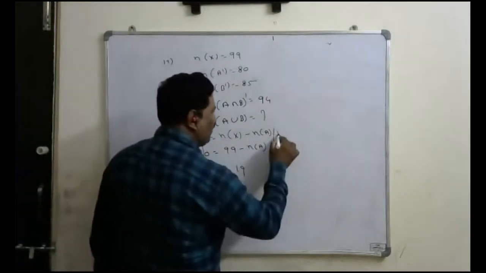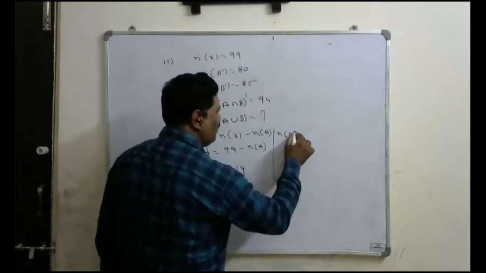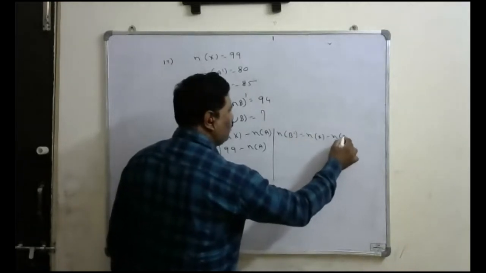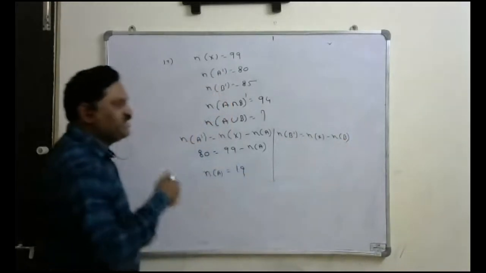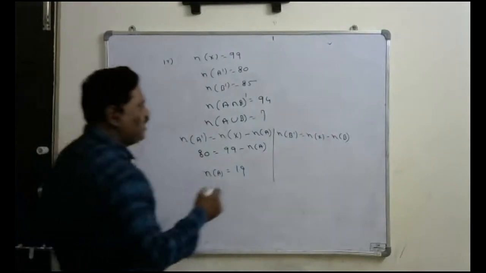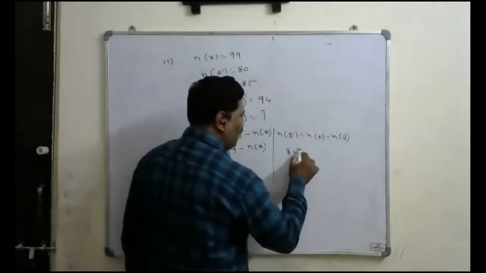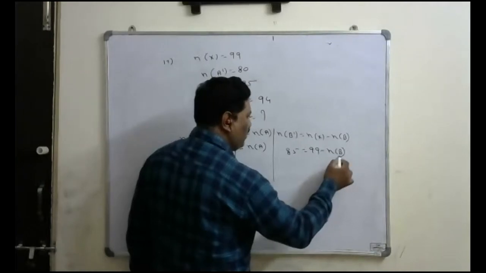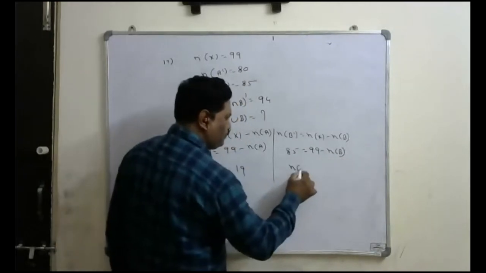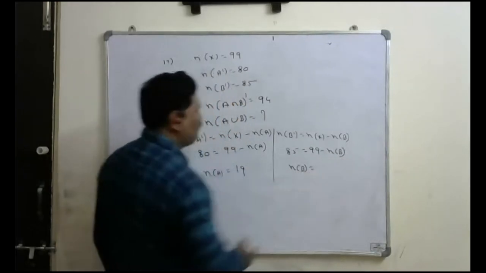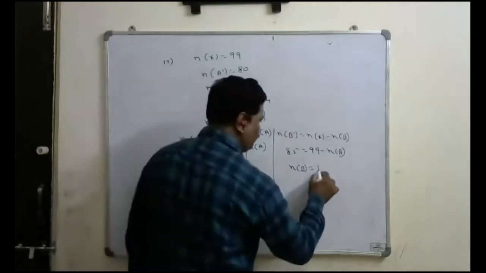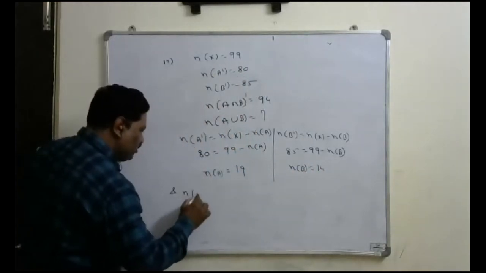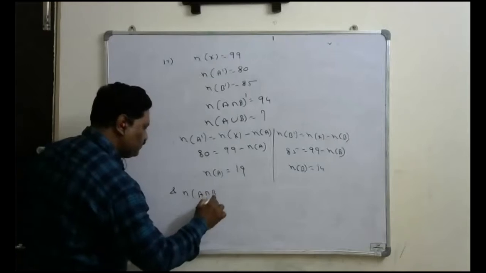Similarly, n of B dash was given. n of B dash means the number of elements available in the universal set but not in B. That is n of X minus n of B. So n of B dash is given 85 and this is 99 minus n of B. Now tell me what is n of B? 14.